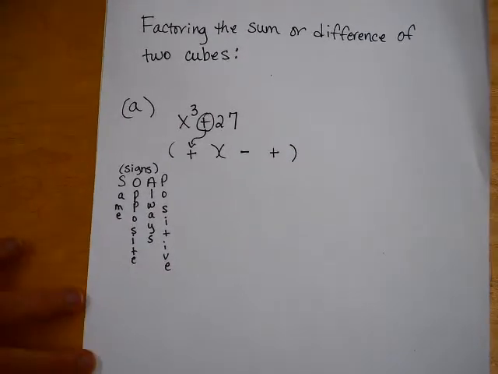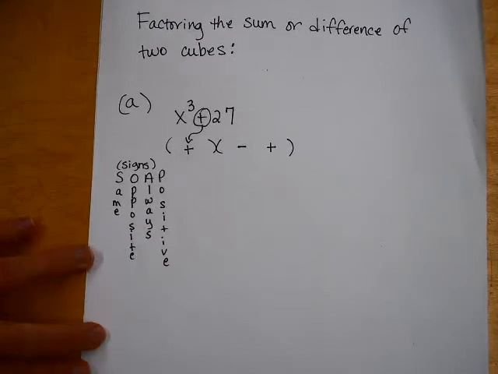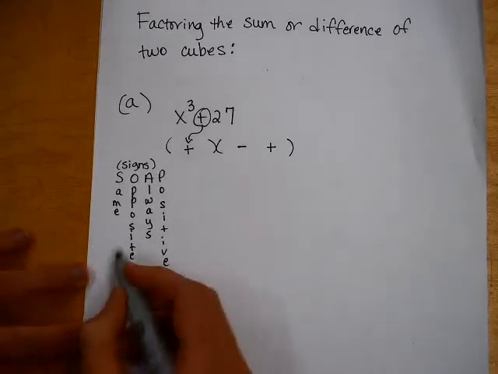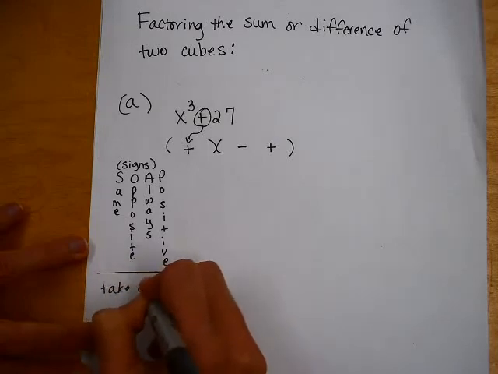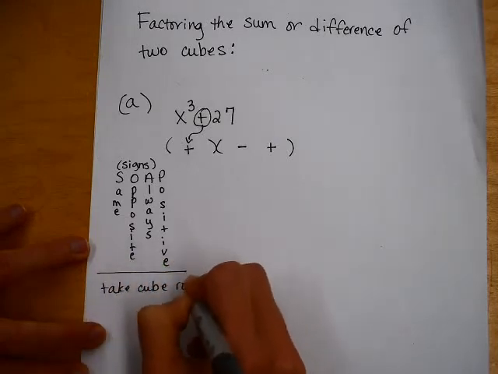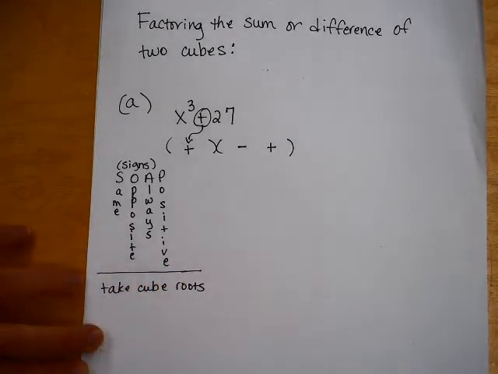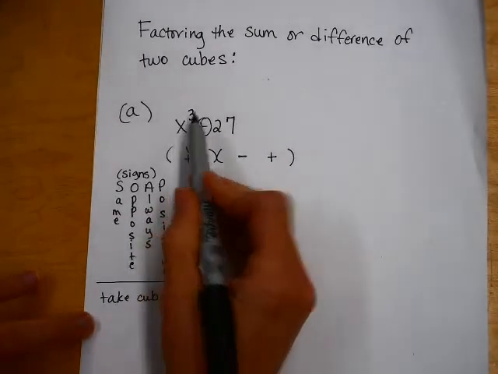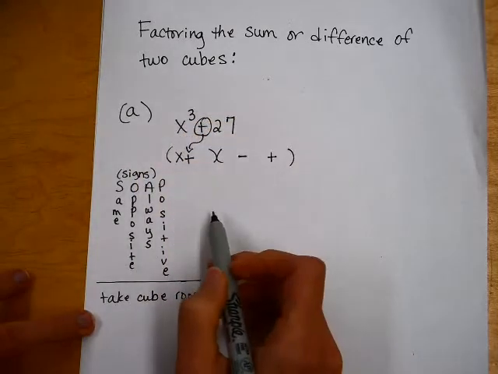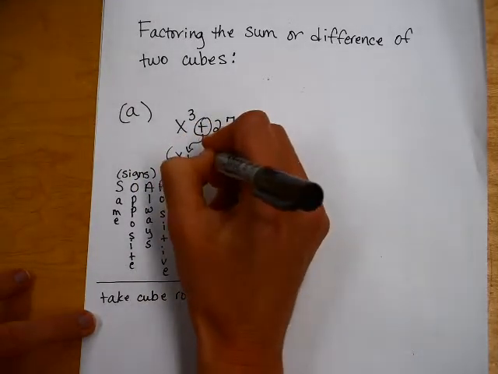Okay, so now that I have my signs in my parentheses, the next thing I do is take the cube roots of my terms. Well, the cube root of x cubed is x, and the cube root of 27 is 3.